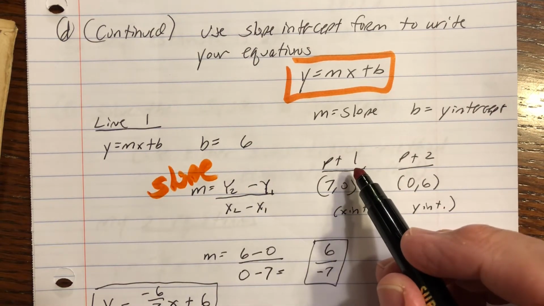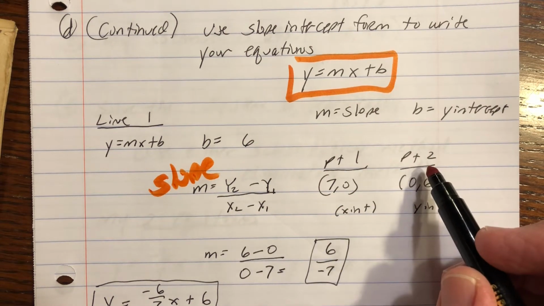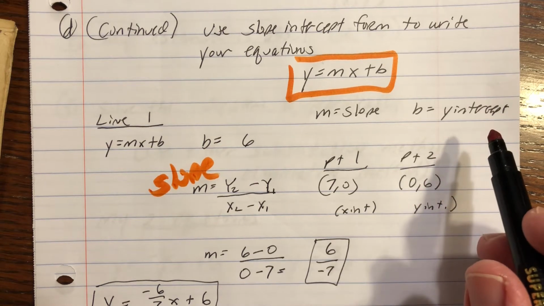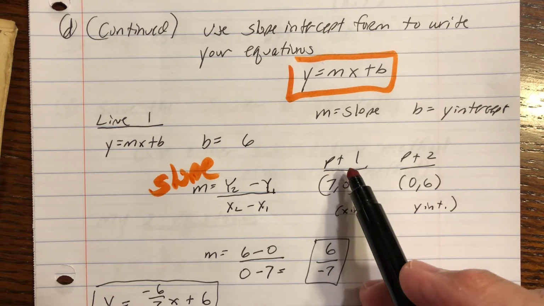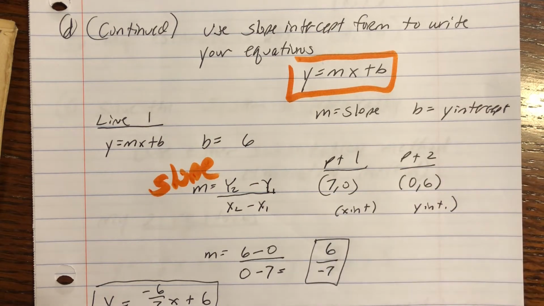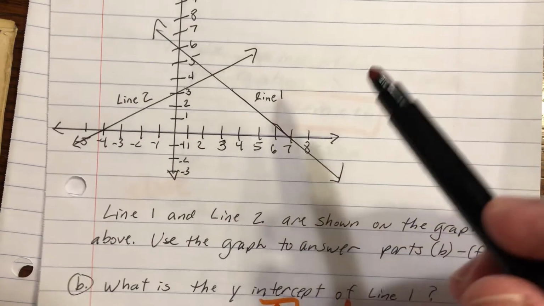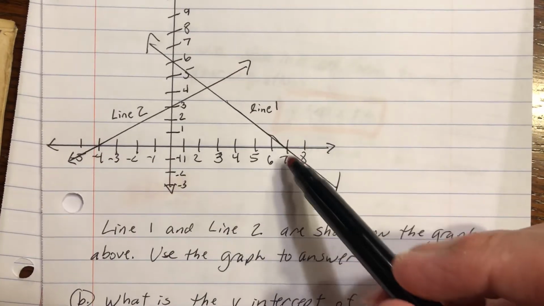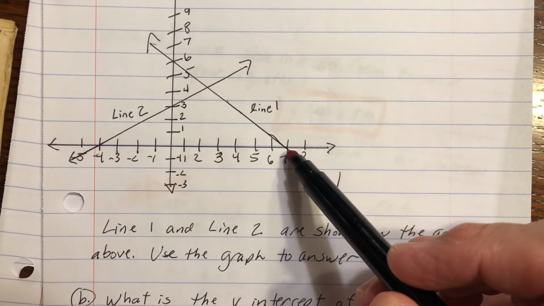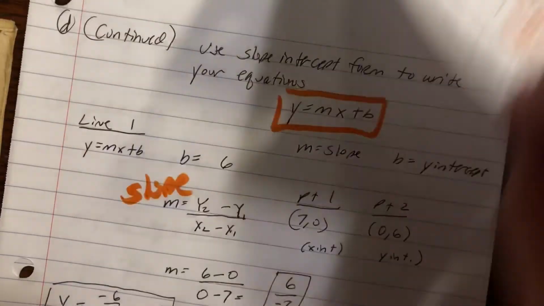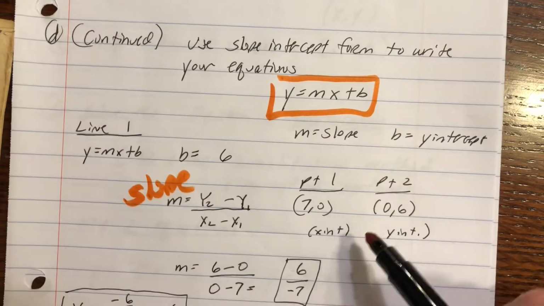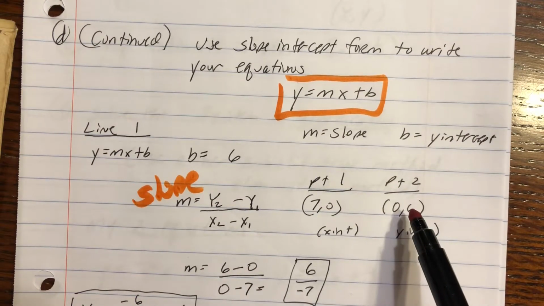I've just identified point 1 and point 2. Now I want you to use this little tip I'm giving you. You can see my point 1 I labeled as (7, 0). How did I get that? If you look back at my graph, the (7, 0) on line 1 is right where it's crossing the x-axis. That's my x-intercept, and that's a nice easy point for me. I already have my y-intercept from my previous answer, but I'll show it to you on the graph again.